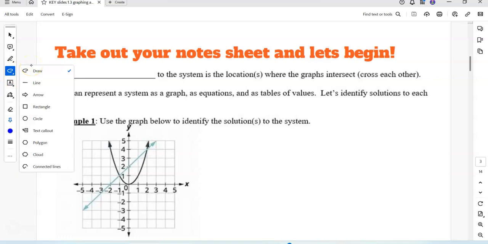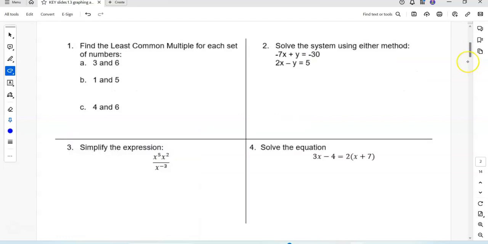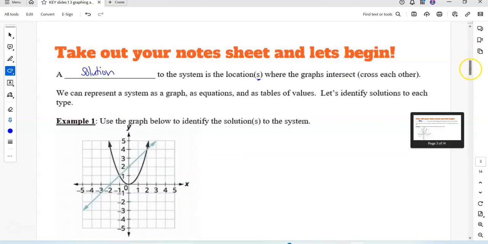So as we talked about, a solution to a system is the location, or notice that could be locations, where graphs intersect. Okay, so, there we go. We can represent the system as a graph, equations, or a table of values, although we're going to focus on just the graph and the equations.